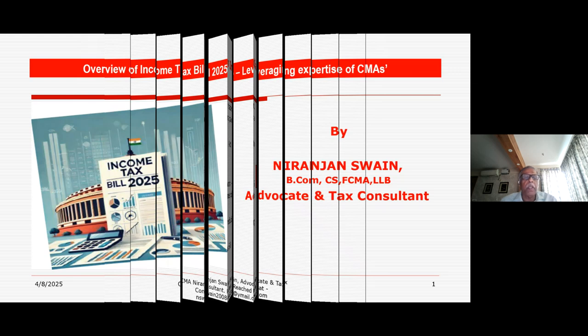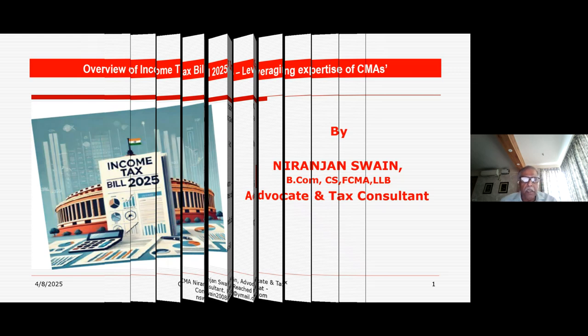In addition to that, we also have a certain framework for computation of income on which tax is payable. The provisions include the clubbing of income. The provisions include the set off and carry forward of losses. And the provisions also provide how to compute the taxable income. Certain deductions can be taken, certain exemptions can be taken.